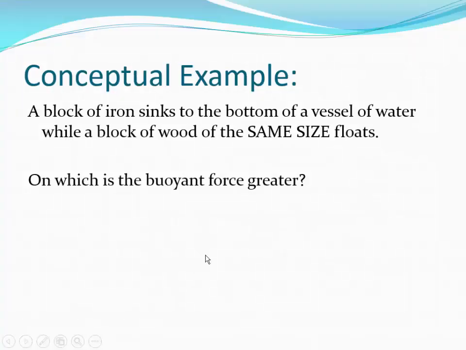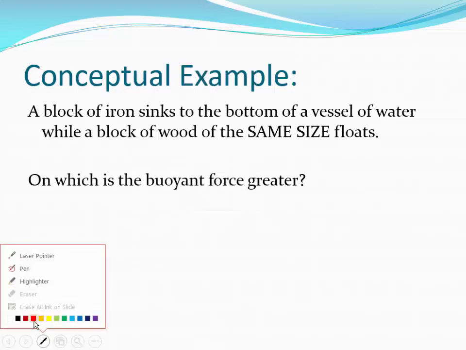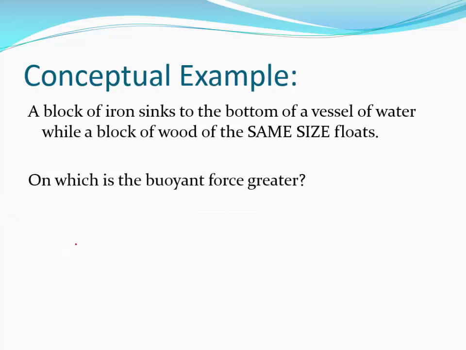Okay, so here's just a closing question for you guys. A block of iron sinks to the bottom of a vessel of water, while a block of wood of the same size floats. On which one is the buoyant force greater? I want you to just answer it in your head. You can answer it on your paper.